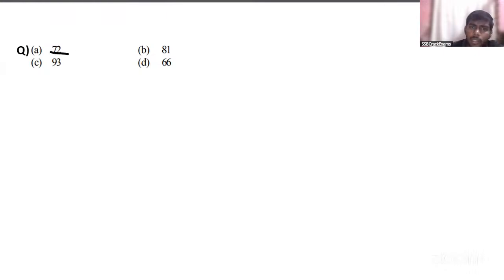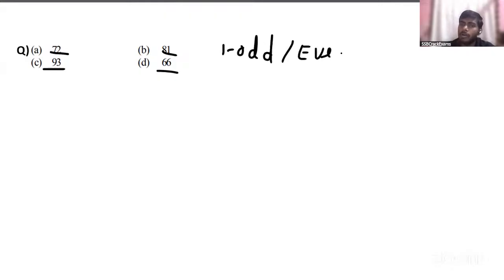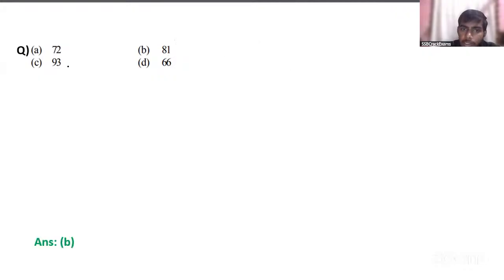72, 81, 66, 93. First logic, are all odd or even? Can I separate into odd and even? No, two are odd, two are even. Second, can I check prime and non-prime? These are already non-prime. I have to check in these. This is also non-prime. 93 is not my answer.